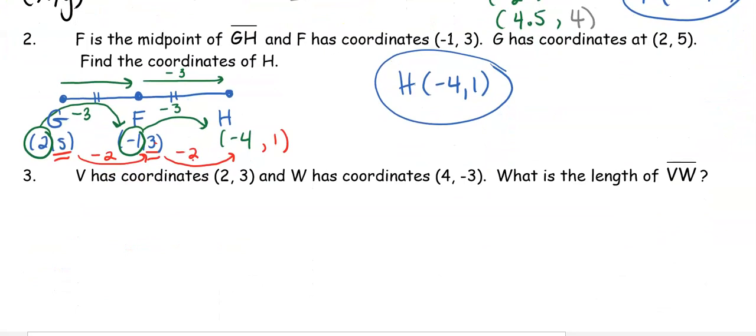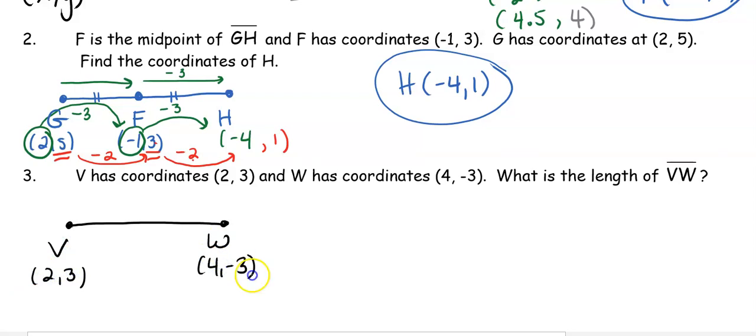And our last one, V has coordinates 2, 3. V is at 2, 3. And W is at 4, -3. Find the length of VW. So sometimes this can get a little confusing. If I ever ask for the length of a segment, I am telling you to use the distance formula. This is how you find the length of a segment.